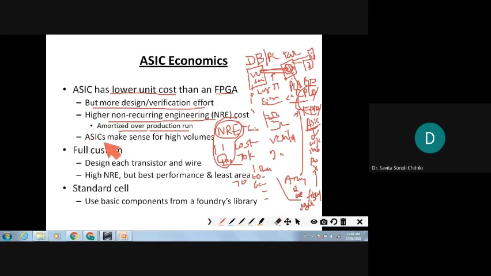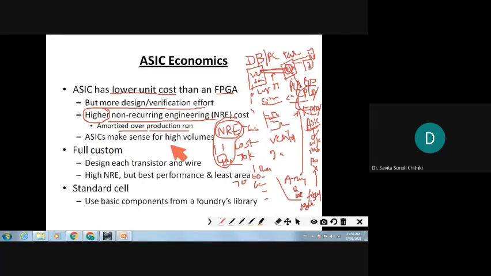So that's why, higher non-recurring engineering cost. Higher means the initial first product needs a lot of money to make one product. So higher non-recurring engineering cost, which is amortized over the production run. Further, once production starts, then what will happen? On that the money will be put, right? So like that it is.